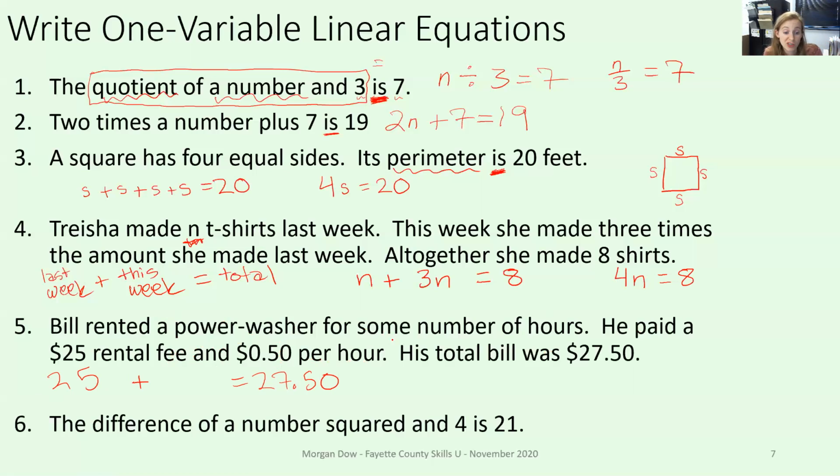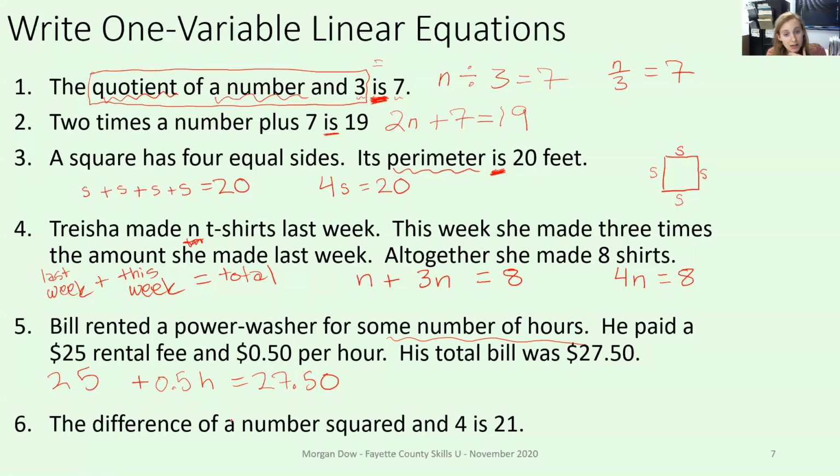We know that he rented it for some number of hours, right? We don't know exactly how many yet. So if we are trying to show how all of it gets added up together to equal his total, well, it's going to be $25 plus 50 cents times whatever number of hours he rented it for, right? So it would be 50 cents or 0.5 times the number of hours he's rented it for. I'm going to do H for hours this time. So this equation represents his total bill in terms of the number of hours he has rented the power washer for.